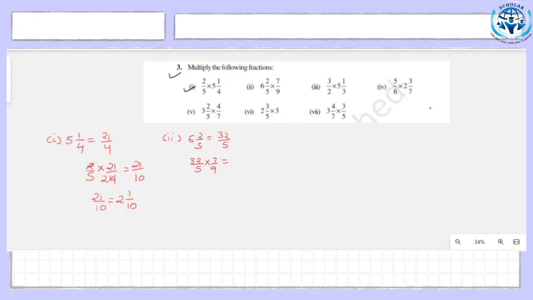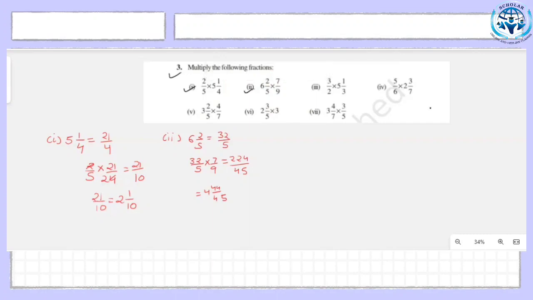6 2 by 5 is equal to 32 by 5. 32 by 5 into 7 by 9. 32 into 7 is 224, 5 9s are 45. In the mixed fraction it is 4 49 by 45.